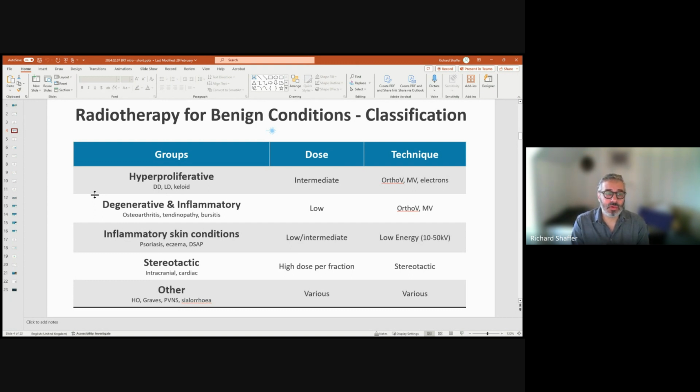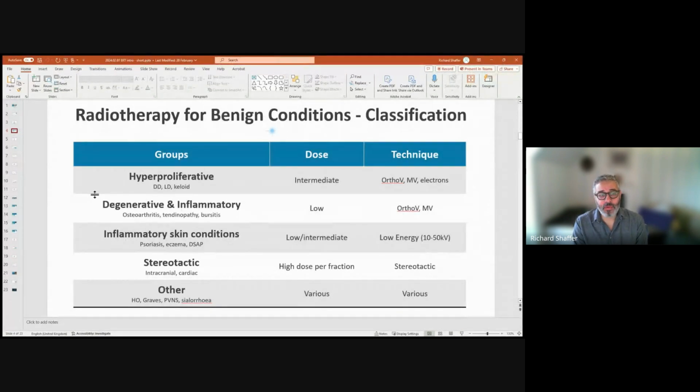The next group is the degenerative and inflammatory, and really this is very low dose radiotherapy. We'll go through this in some detail. And the main conditions here are osteoarthritis, tendinopathy, and bursitis. And again, you can use orthovoltage or megavoltage, generally not electrons.